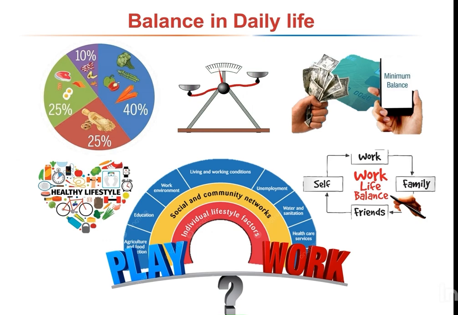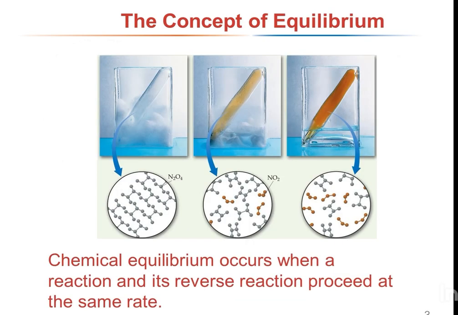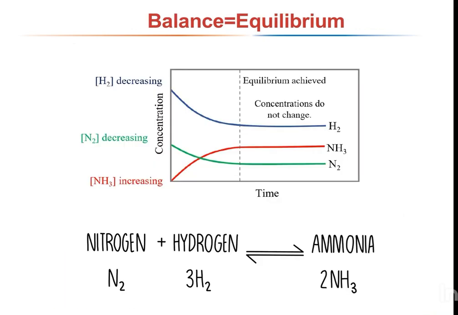You want to have a balance in your bank account, balance in your diet, balance in your work and play. Think about what can mess it up. In science, we call balance an equilibrium. What is equilibrium exactly? Chemical equilibrium occurs when a reaction and its reverse reaction proceed at the same rate.